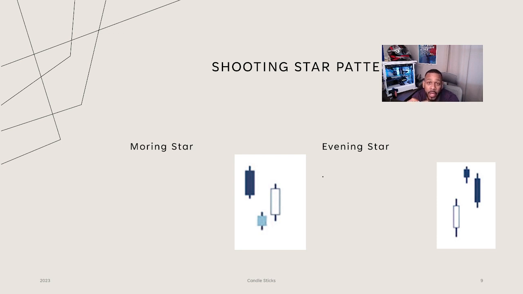And then you know that, hey, the sellers have stopped selling and the buyers are coming in, because whatever momentum it is, it's starting to slow down. You'll get a nice little small one. And then that next following candle will be a bullish candle. It'll be a large bullish candle.